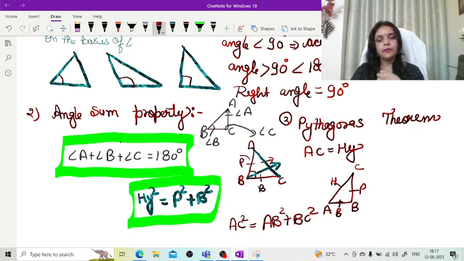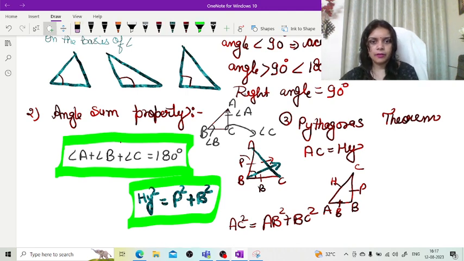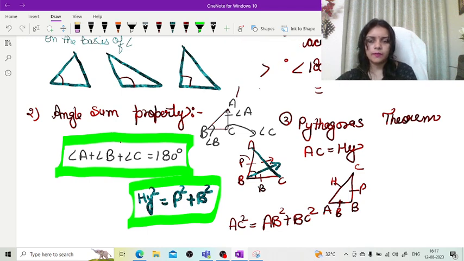Now we are using Pythagoras theorem. How will we use exterior angle property, Pythagoras theorem and angle sum property? Let's see how we will use them. I am erasing these things.